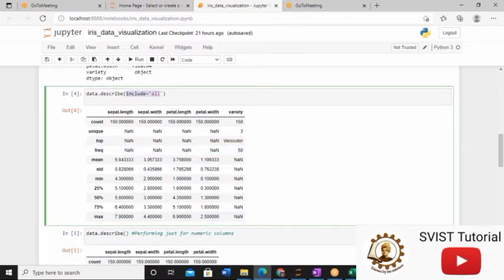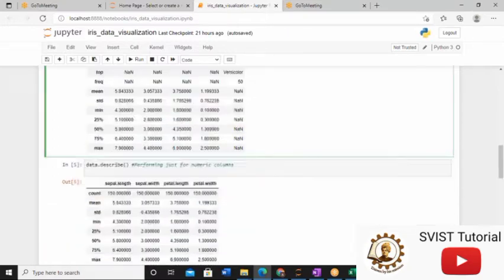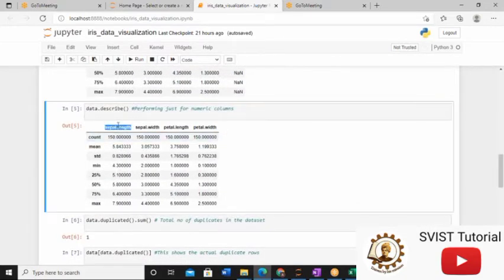without this portion, what is it showing? It is showing the statistics of float64 data types only, because all those columns have the same data type. That's why it is working only on these 4 columns and excluding the variety column. So this is the basic difference between these two syntaxes. But this is not all.